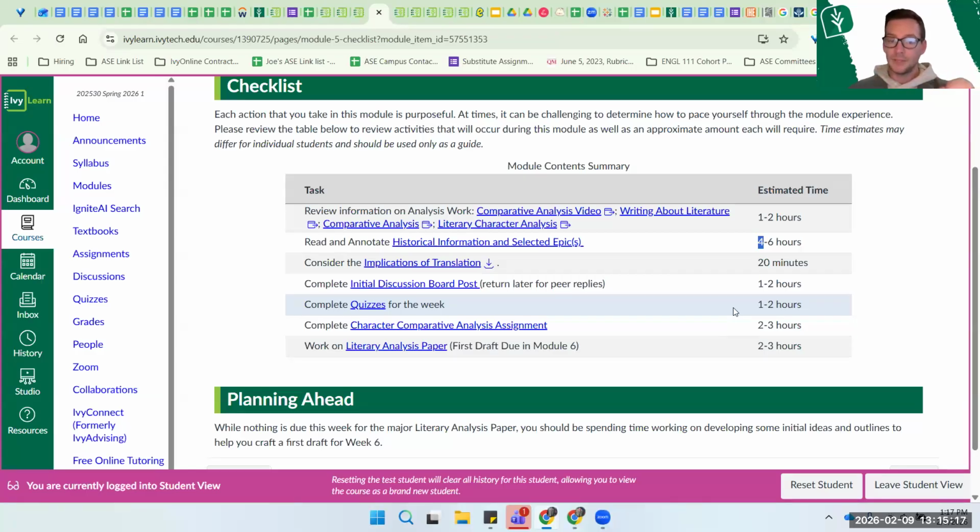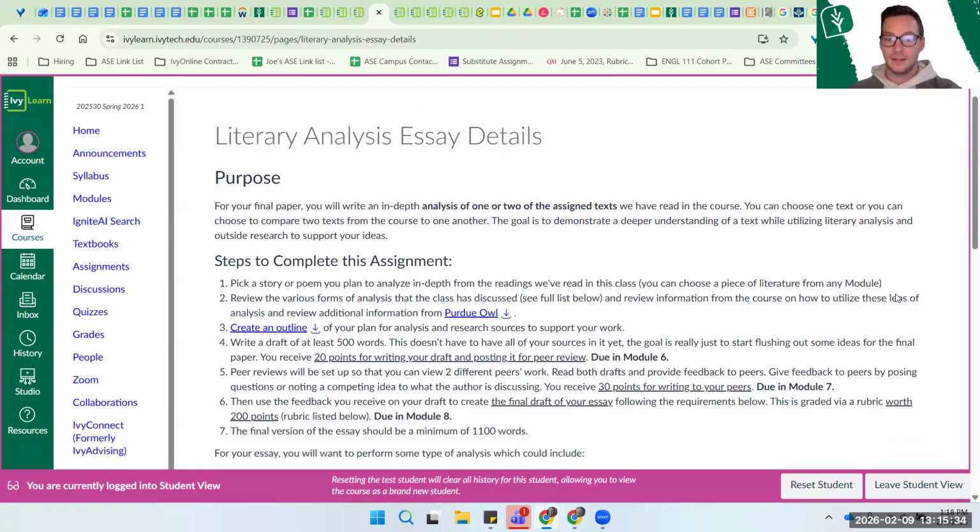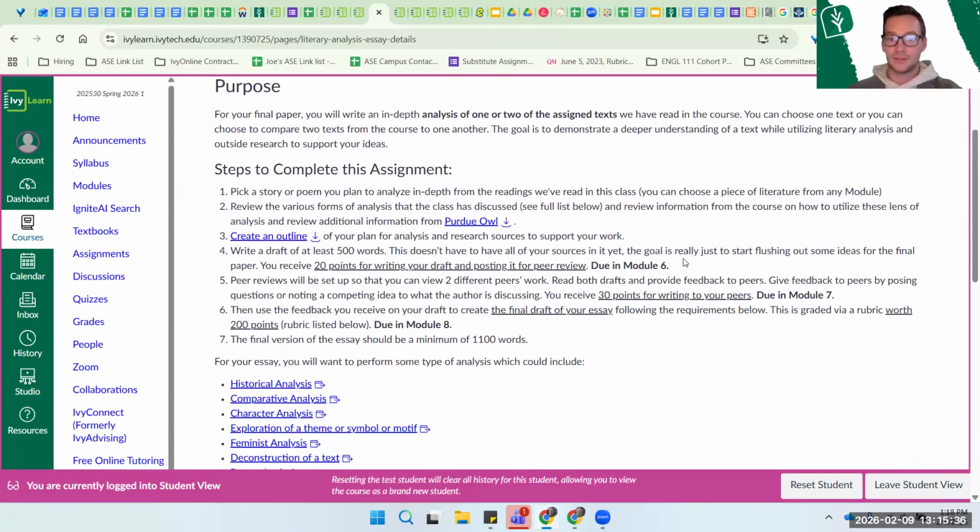But then you can see here, it says, hey, work on that literary analysis paper because the first draft is due in Module 6. All of your extra time this week should shift the attention to that literary analysis essay. So this first draft, okay, so getting at least 500 words of that essay and getting it moving will be due in Module 6.